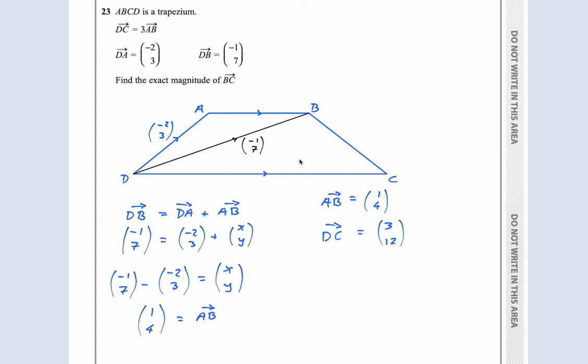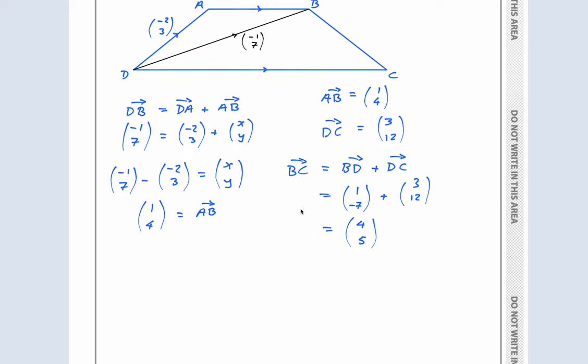Finally, well, actually, sorry, it's not even finally. And guys, this is the last question of the paper. So it shouldn't be surprising that this is difficult, but it is. To get from B to C, that's what I'm trying to get, the magnitude of BC. So from B to C, I'm going to go BD plus DC. I know BD. It's minus this. So it's 1, minus 7. It's the reverse of this. And DC, I know it's 3, 12. So I add these. 1 plus 3 is 4. Minus 7 plus 12 is 5. So now I have BC is 4, 5.